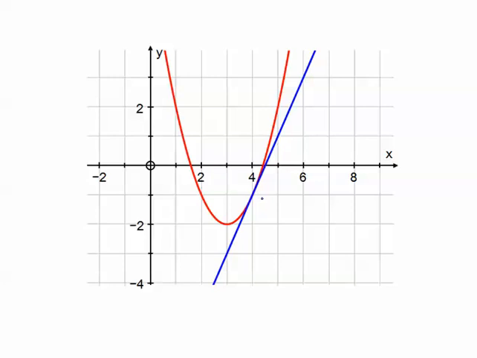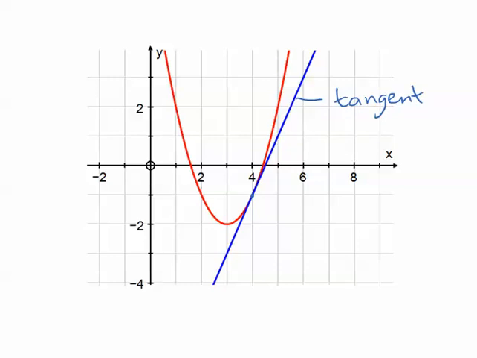Now we're going to look at finding the tangent to a curve at a given point. So tangent means a straight line which just touches your curve. And that means that at the point where it touches the curve, the straight line has the same gradient as the curve at that point. So this is our tangent.